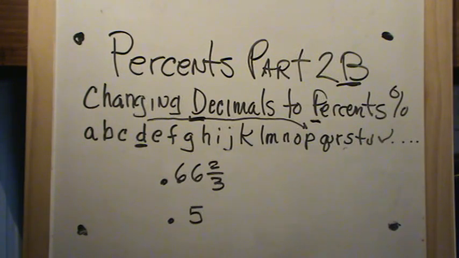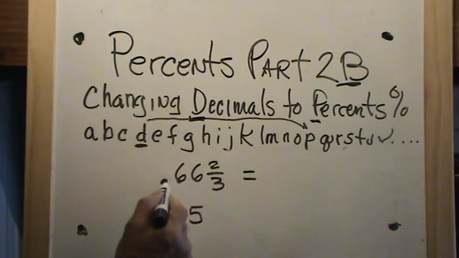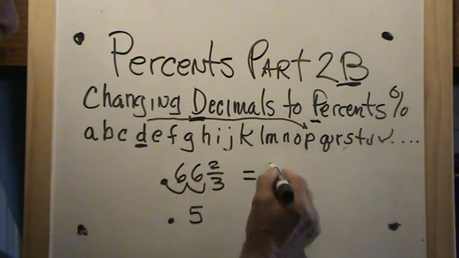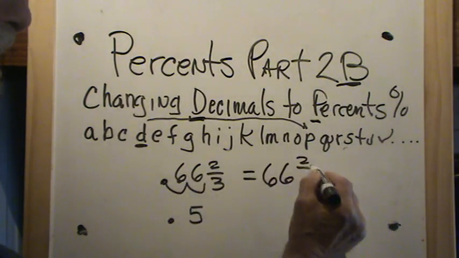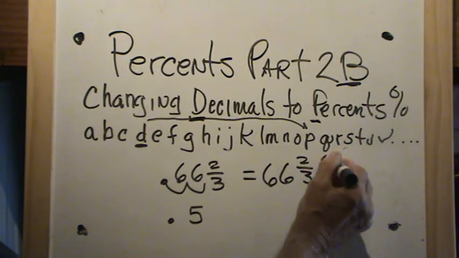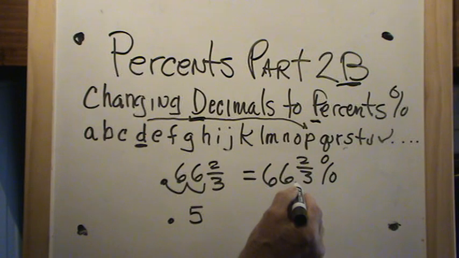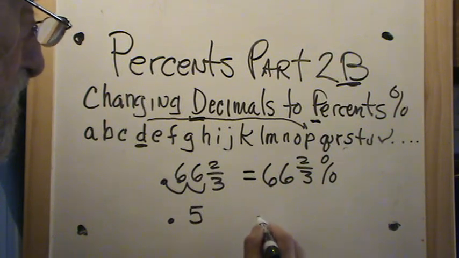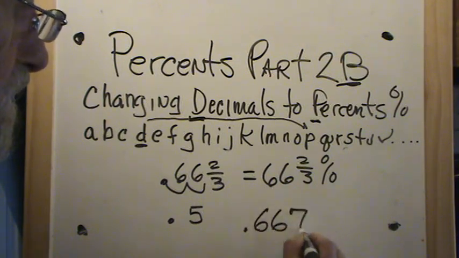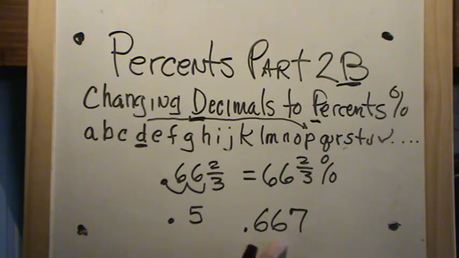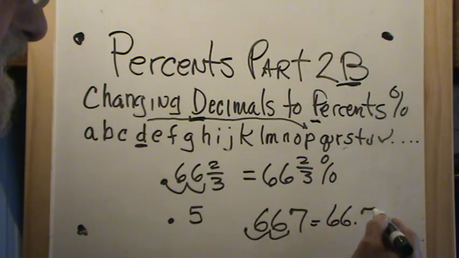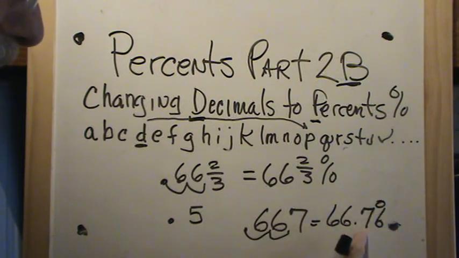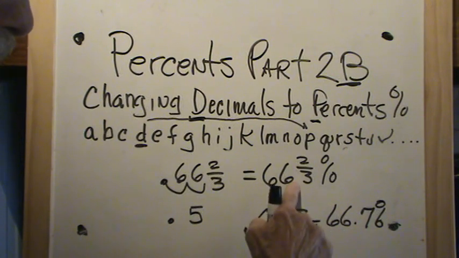Okay, excellent. So let's finish this up. We're going to change these to percents. Well, I move the decimal 2 places to the right. So I get 66 2/3%. Now, since this is a fraction, we do not put the decimal there. But if we had 667 thousandths, and we moved it 2 places to the right, it would be 66 7/10%. So we'd have to put the decimal there. But this is a fraction, so we don't put the decimal.